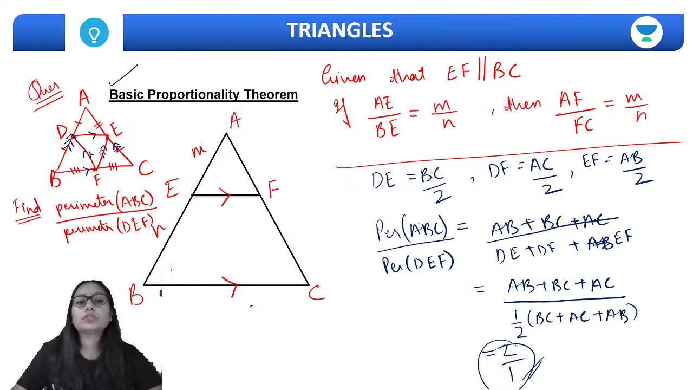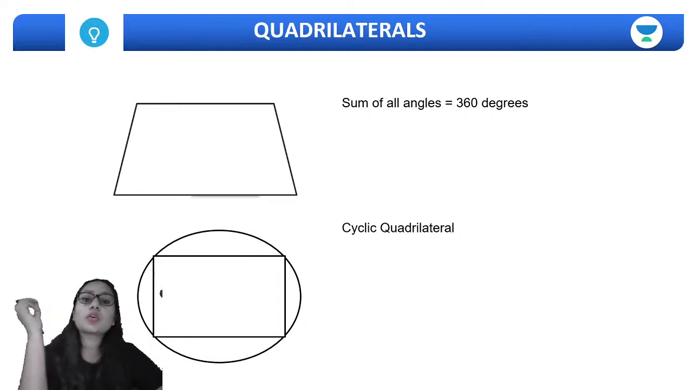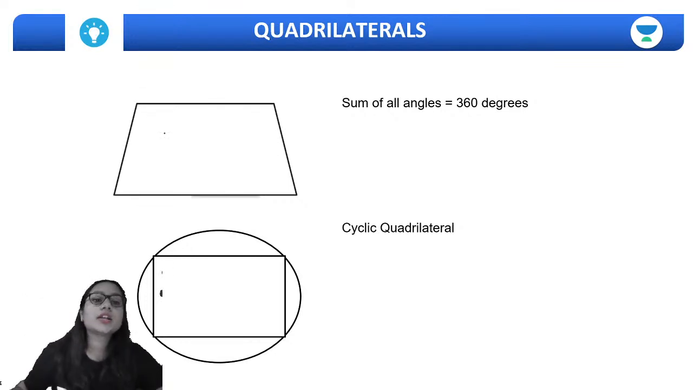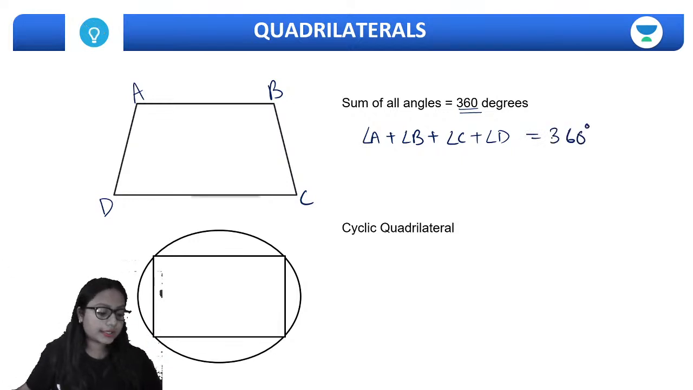Okay, alright, so basic proportionality theorem is clear and this question is clear to all. So let us start with the new topic, that is quadrilaterals. Now let us understand what is a quadrilateral. A quadrilateral is a closed figure of four sides. So if I take this quadrilateral as quadrilateral ABCD, then the sum of all angles of a quadrilateral is equal to 360 degrees. Hence, angle A plus angle B plus angle C plus angle D is equal to 360 degrees.